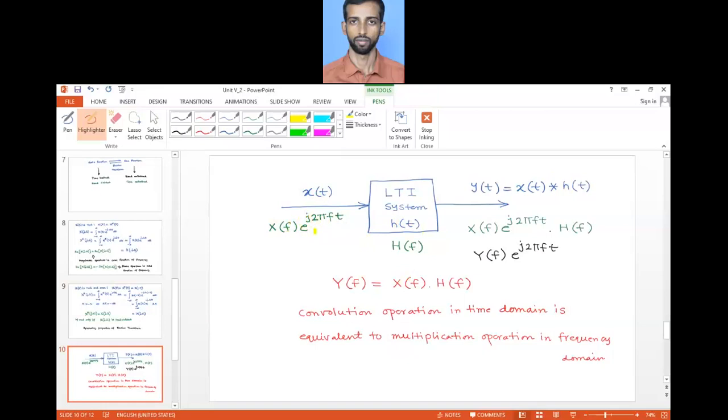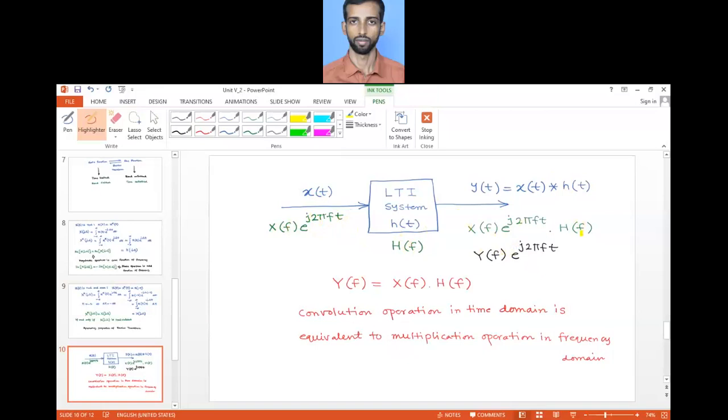I give this signal x of f e to the power j 2πft, a complex rotating phasor along with some constant factor, the component. Since it's e to the power j 2πft, the complex rotating phasor, I'll be getting this back multiplied with the value of h of f at this particular frequency. It could be any arbitrary frequency. So I'll be getting x of f e to the power j 2πft multiplied with the value of h of f, right. Now this is basically the output of the LTI system.